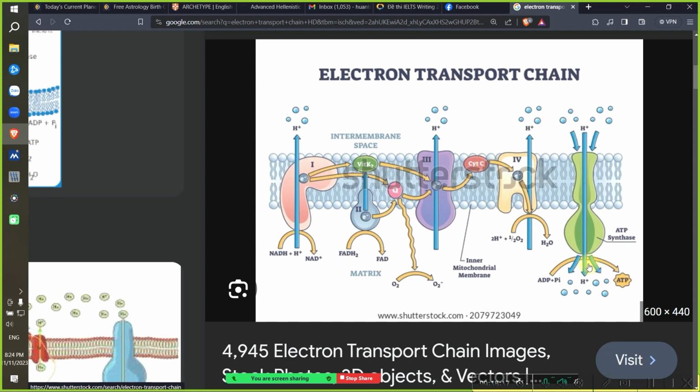The movement of H plus actually provides the energy for the production of ATP here. You can see it.